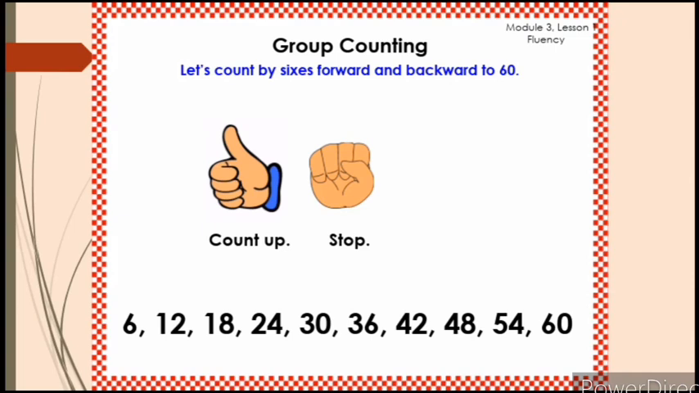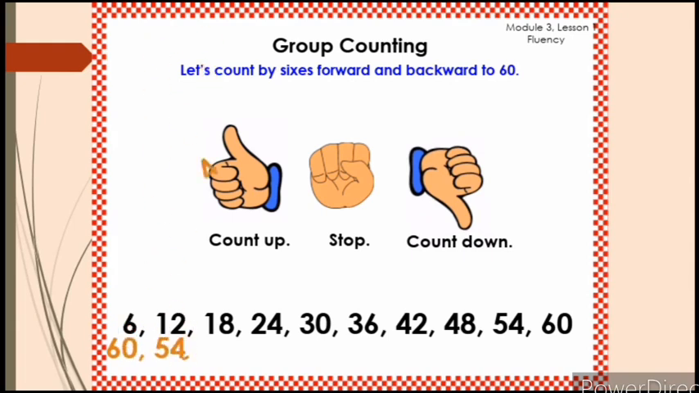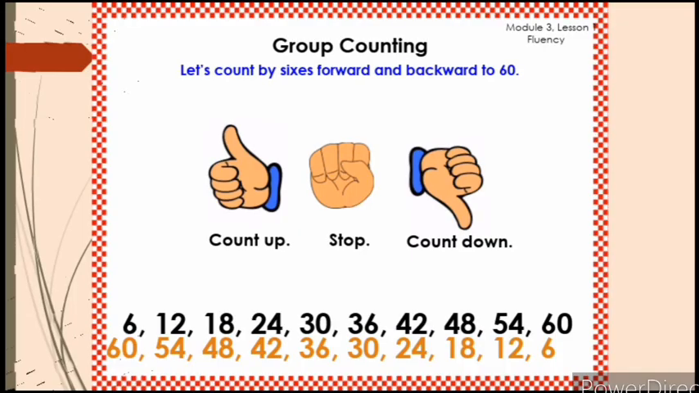Okay, let's compare what we have here and what you have. So let's count down. We have 60, 54, 48, 42, 36, 30, 24, 18, 12, and 6. Beautiful. I know you got the numbers right because you are smart. Okay, let's do that again.